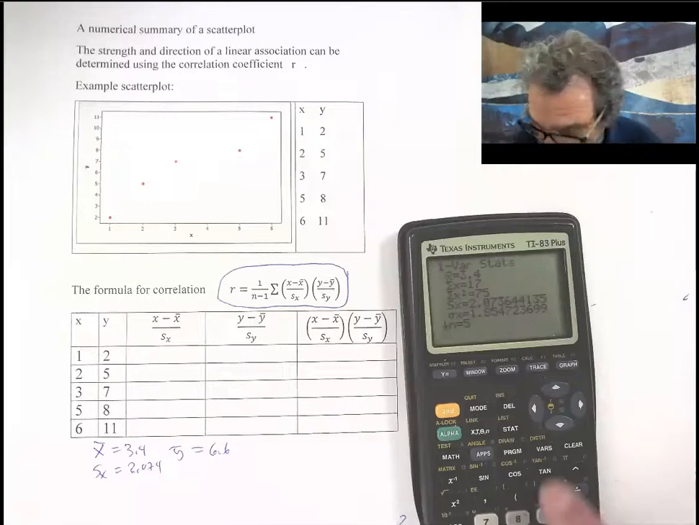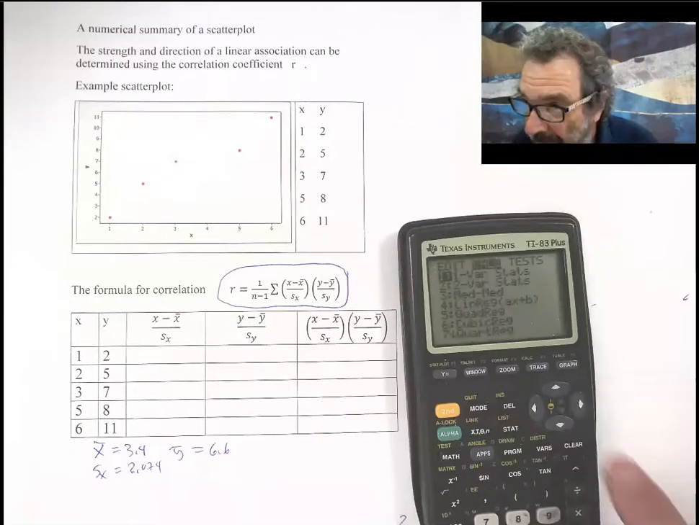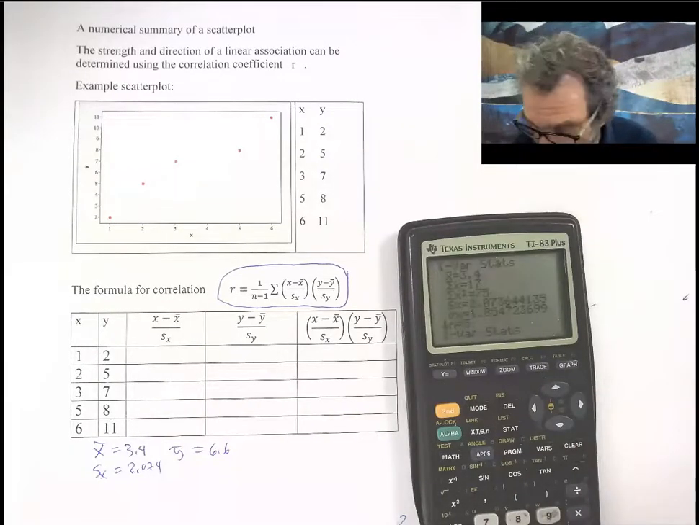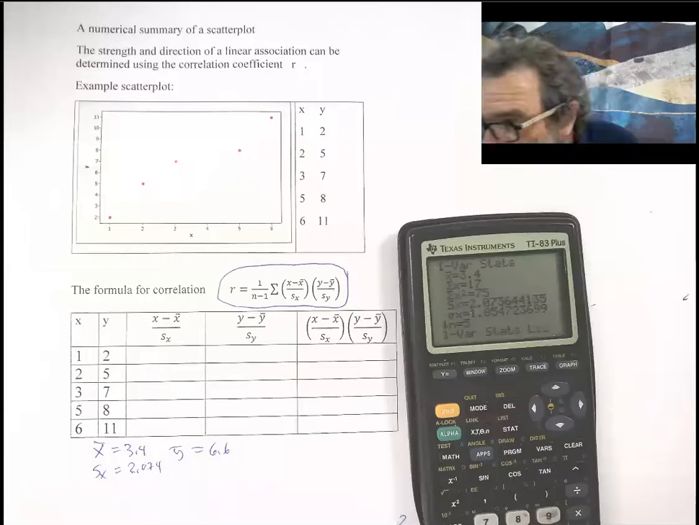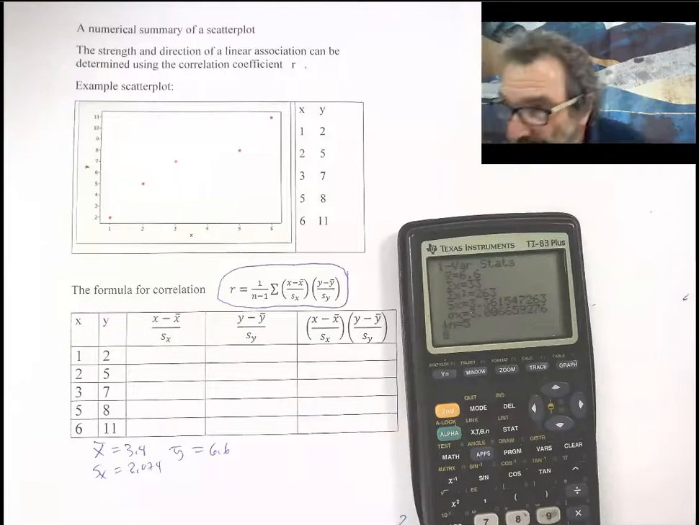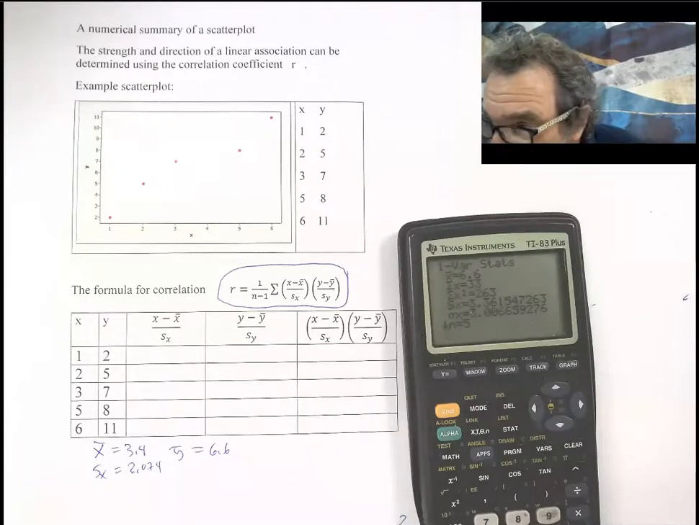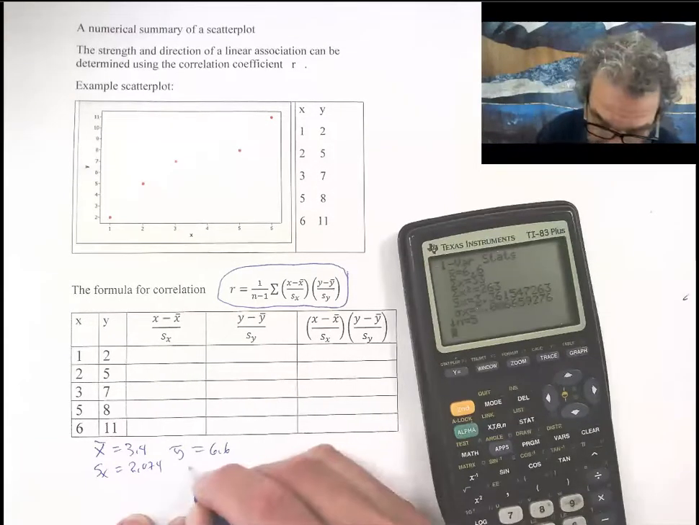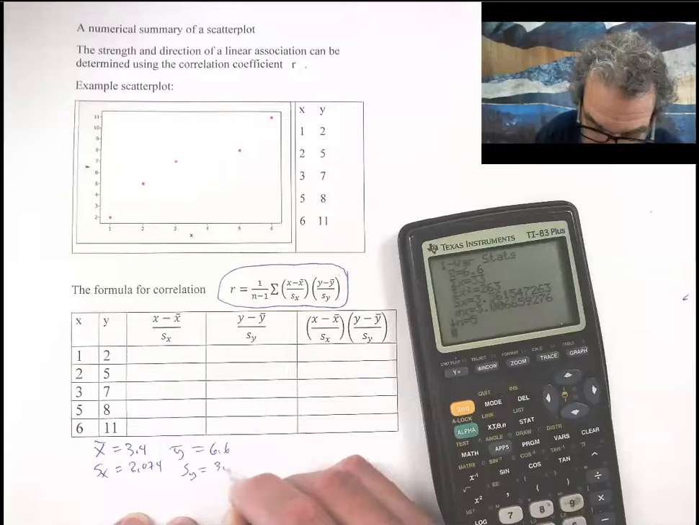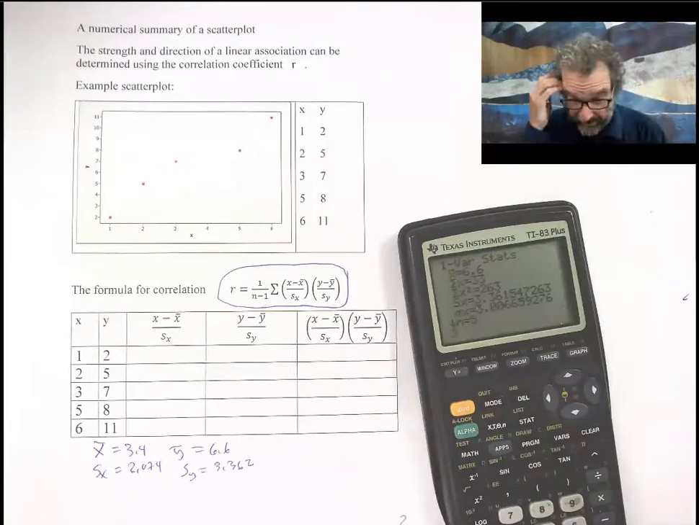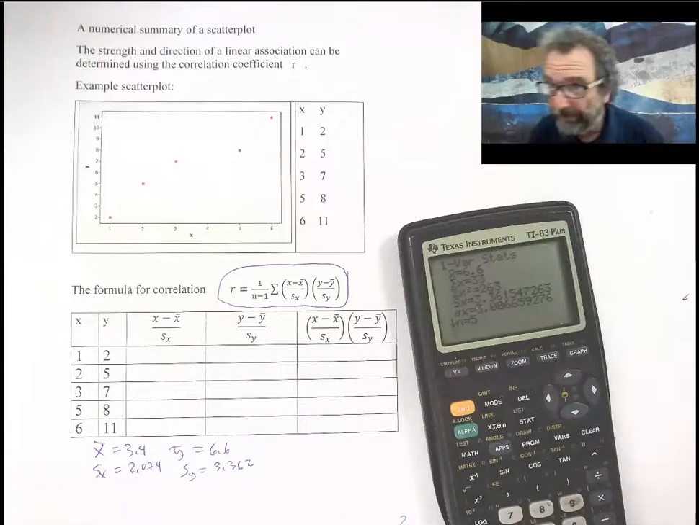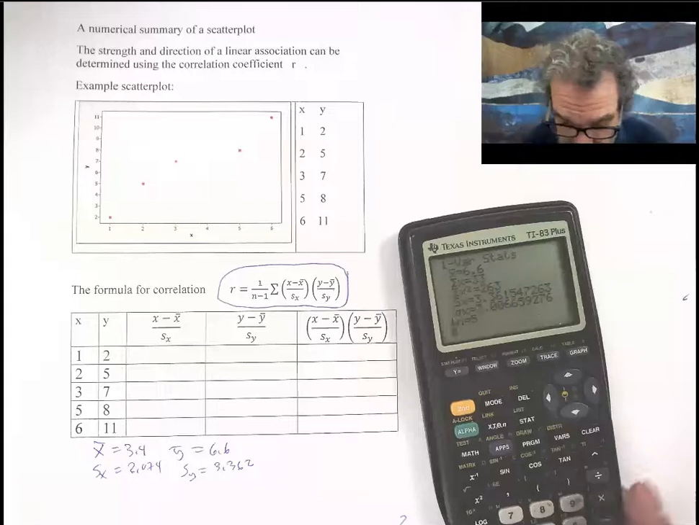Okay, and then we'll go stat, calc, one variable, list 2. And now 6.6, we got that. S for Y is 3.362. SY, 3.362. Okay. Now we have to do some calculating.